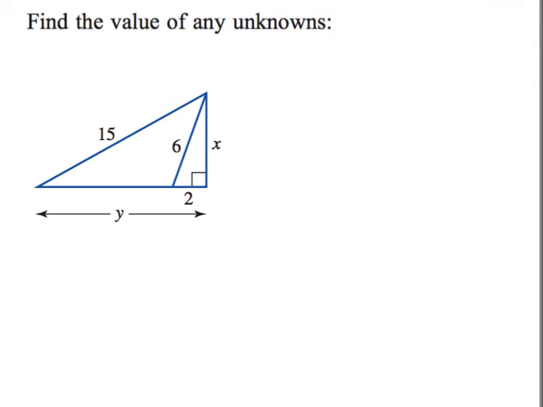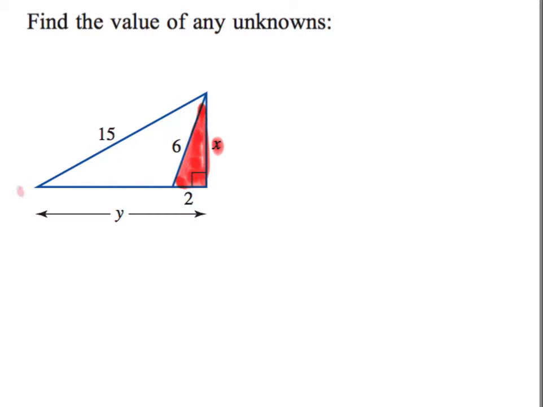Starting with example 3, we're going to look at some more complex applications of the Pythagoras theorem. In this example, notice that I have two unknowns, x and y, and I have multiple triangles, but I only have this one right angle here. So how you figure this out is you look at one right triangle that has one missing side.